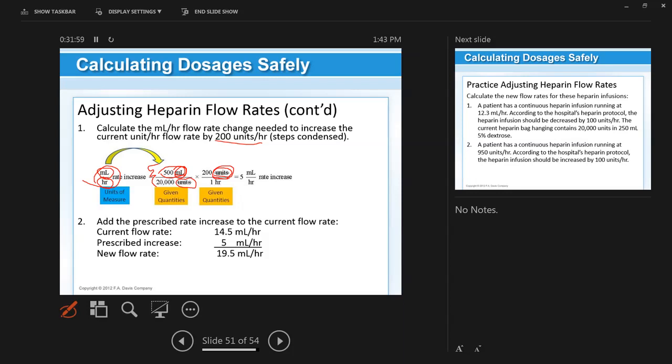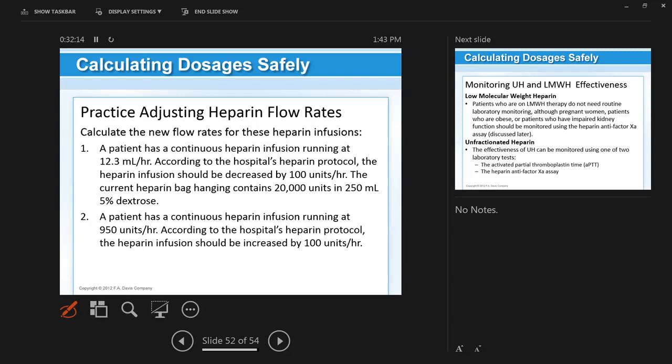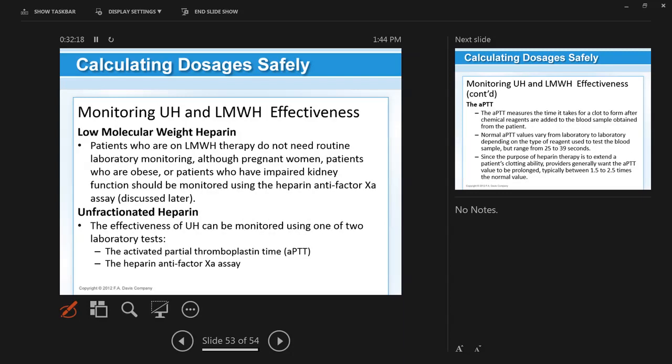When we look at then how you would complete that math, you would take your current flow rate of 14.5 and you would add 5 milliliters, and so 14.5 plus 5, your new flow rate then would be 19.5 milliliters per hour. And we've got some more practice problems here with those types of problems.